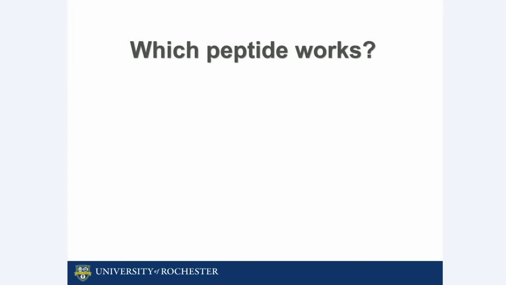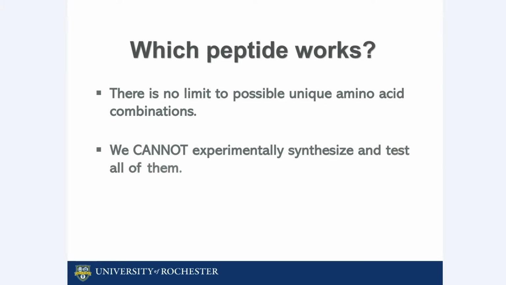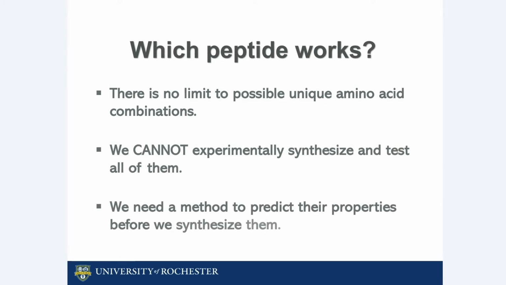So how do we know which peptide works? Let's imagine it's 2020 and we want to develop a drug to fight COVID-19 as soon as possible. How could you find the right peptide for the drug? You may have already figured out that there's no limit to the number of possible combinations of amino acids. So it's not practical to experimentally synthesize and test every combination. This is time-consuming and expensive. So wouldn't it be great if there was a way to predict the properties of peptides before synthesis? This is a large, open-ended research problem.